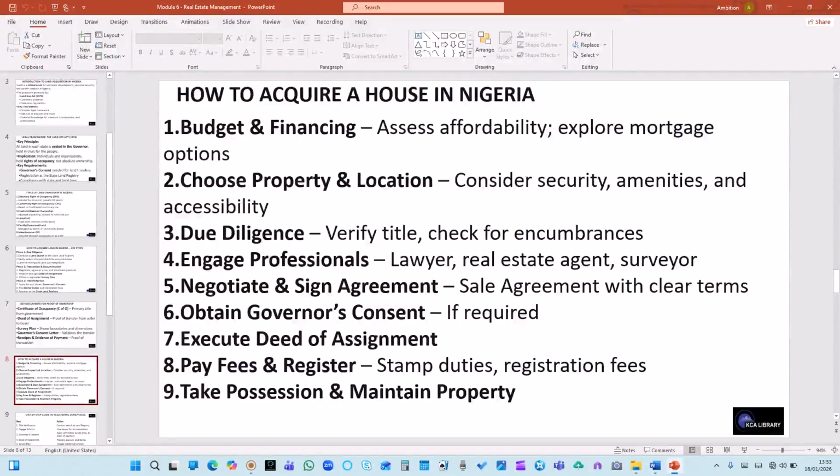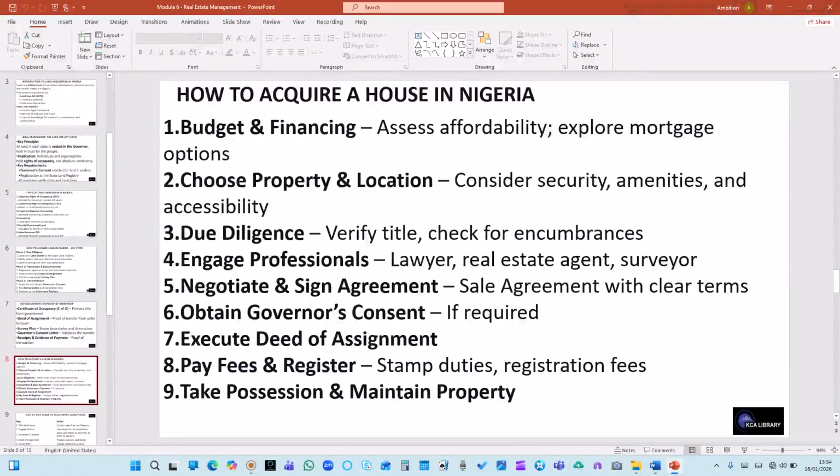Having done that, number 2 step, you choose the property and the location. So you choose the location of the property where you want to buy. Then number 3, you now conduct due diligence. You verify the title and check for encumbrance. You verify the sellers as well as the title, in order not to fall into fraud hands. Number 4 step is engagement of professionals.